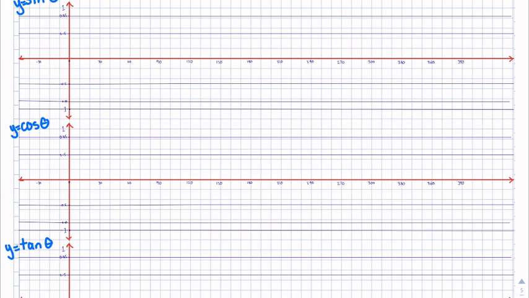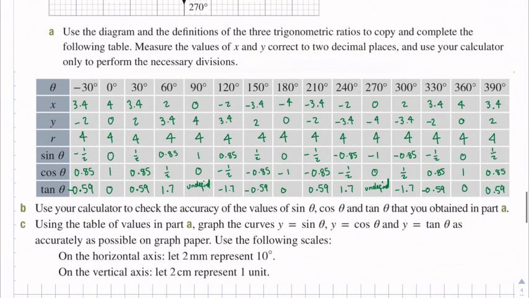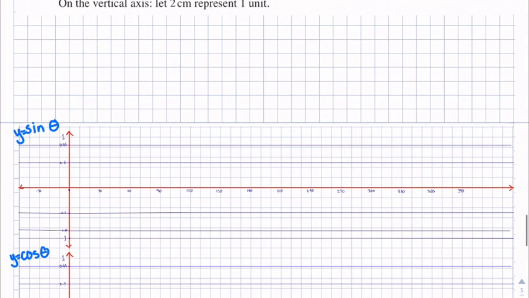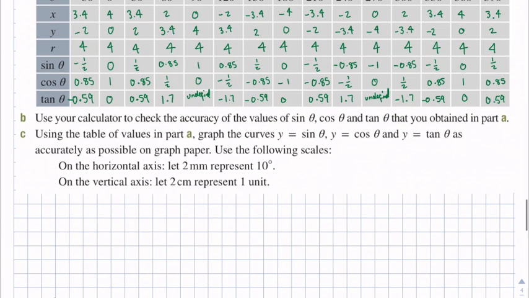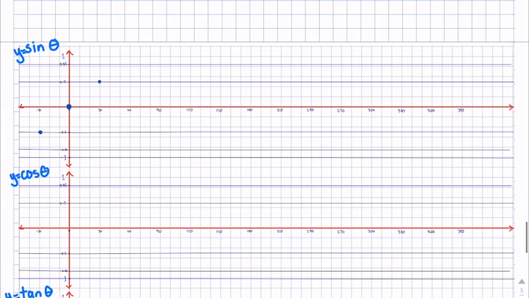Alright, now that we've filled out that annoying table, let's graph these suckers. So this is what my table came out as. Let's graph sine of x. So sine of x, we're going to start off by marking on the main points. 0. At negative 30 it was negative 1/2. At 30 it was positive 1/2. Then we got to 0.85, and then we got to 1.